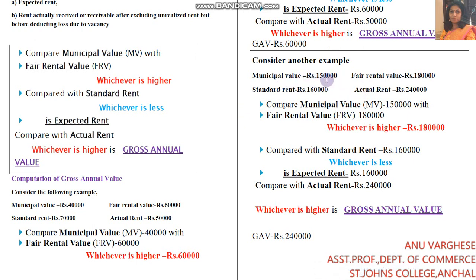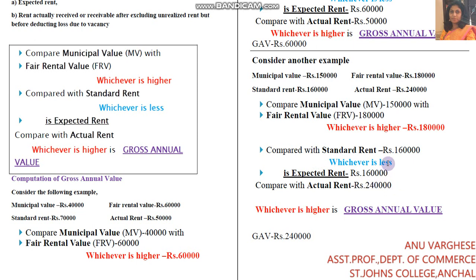Municipal value 1,50,000, fair rental value 1,80,000, standard rent 1,60,000, actual rent rupees 2,40,000. First we compare municipal value with fair rental value, 1,50,000 with 1,80,000. Whichever is higher, 1,80,000. Then again, 1,80,000 has to be compared with the standard rent 1,60,000. Whichever is less, 1,60,000 is the lesser figure. So that is expected rent. Expected rent is rupees 1,60,000.